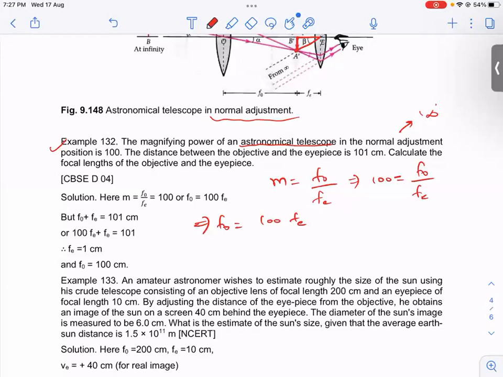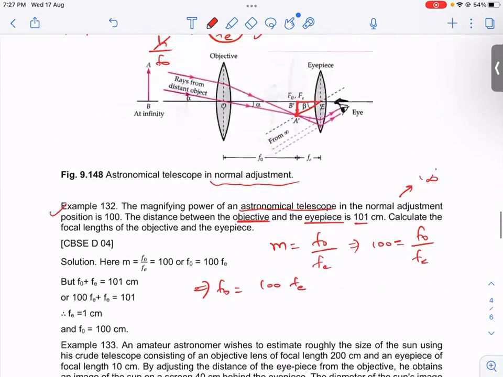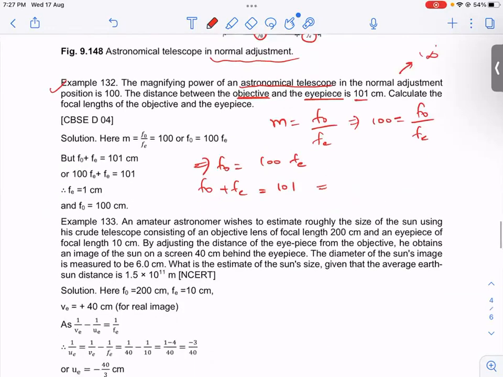But we need to understand one thing. The distance between the objective and the eyepiece is given as 101. So in this case, the distance between the objective and the eyepiece is f naught plus fe, which is 101. That implies 101 fe is equal to 101, because in the place of f naught, I can substitute 100 fe. So 101 and 101 will get cancelled. Fe will be equal to 1 centimeter. So when fe is 1 centimeter, f naught will be 100 centimeter, because f naught is equal to 100 times fe.